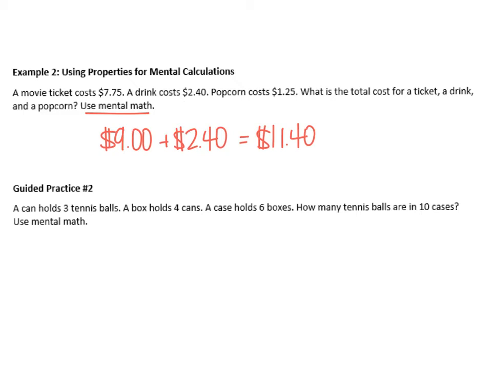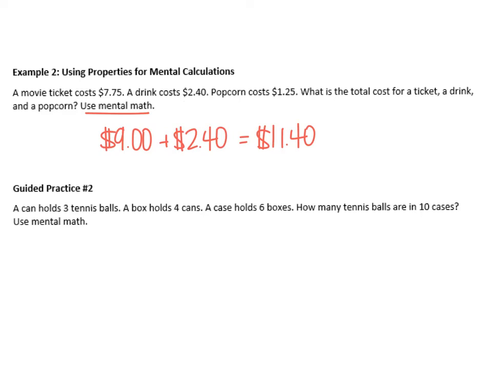So, you've got 10 cases times 6 boxes times 4 cans times 3 tennis balls, and you need to figure out how much that is. So I want you to try to figure out the best route to multiply those so that you don't have to pick up a calculator. Pause the video and then I'll give you the answer in just a second.